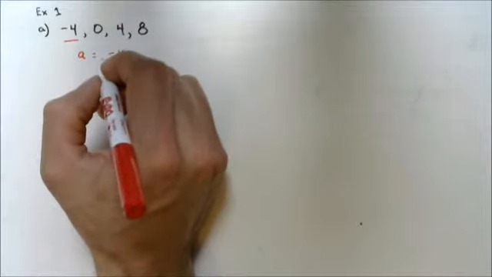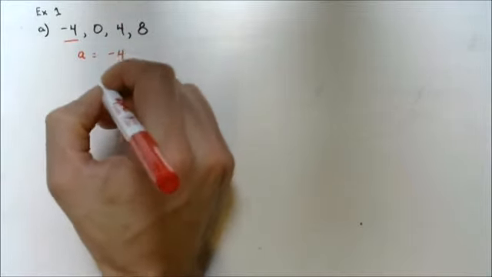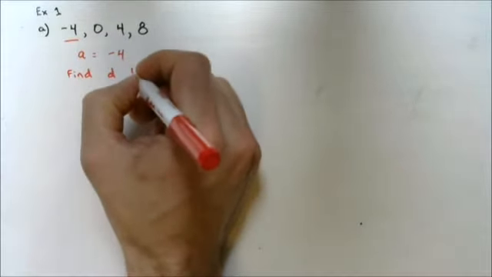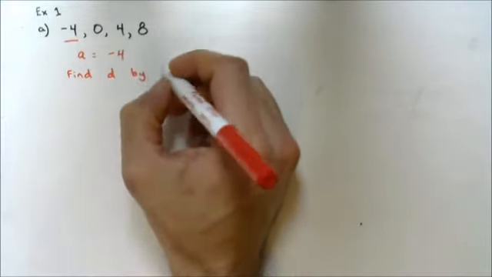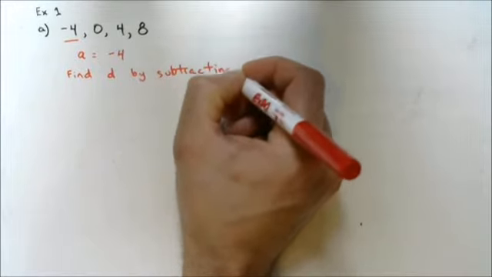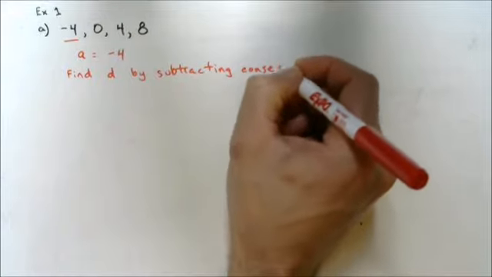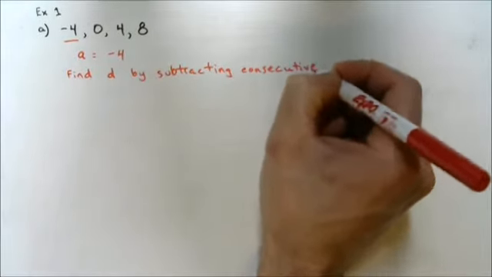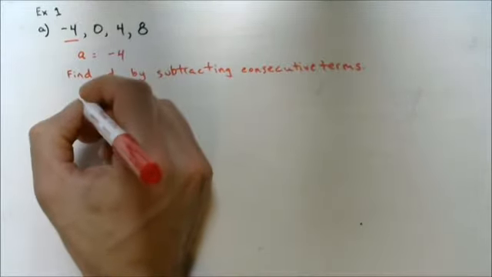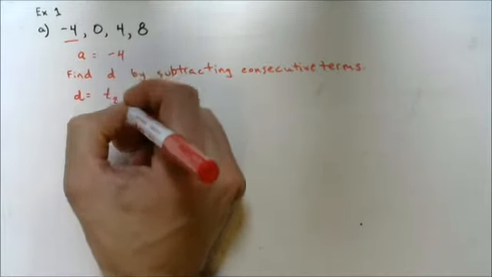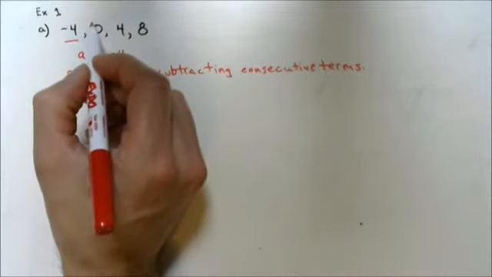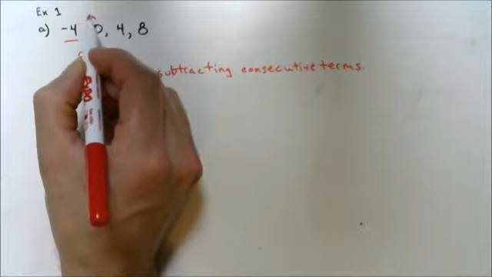Now to get the value of D, the common difference, we could put a little note here: find D by subtracting consecutive terms. So we're going to take term number 2 and we're going to subtract term number 1. It's important to always subtract backwards.